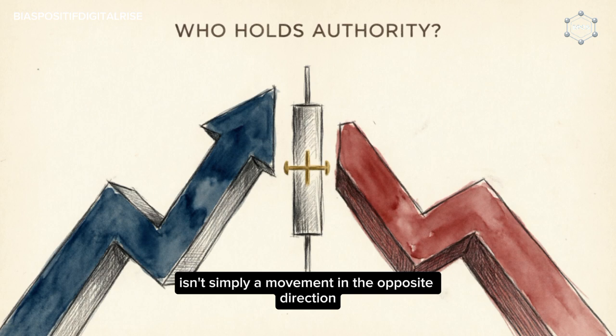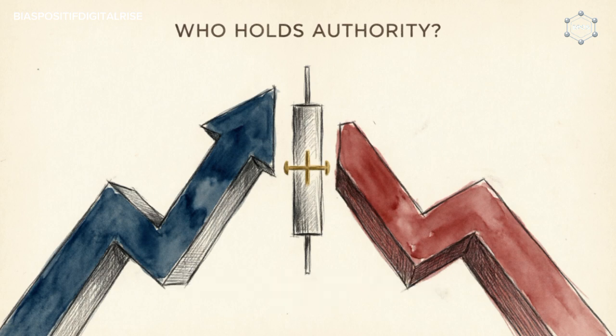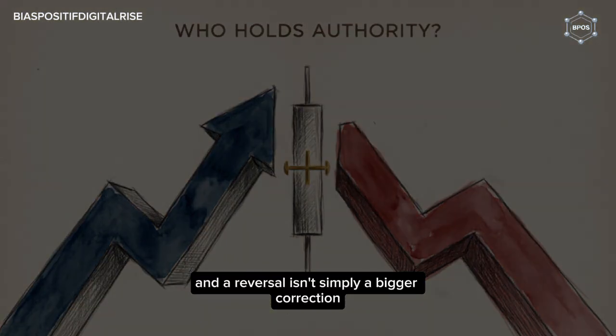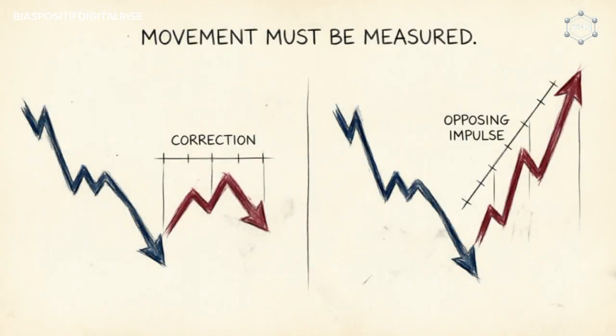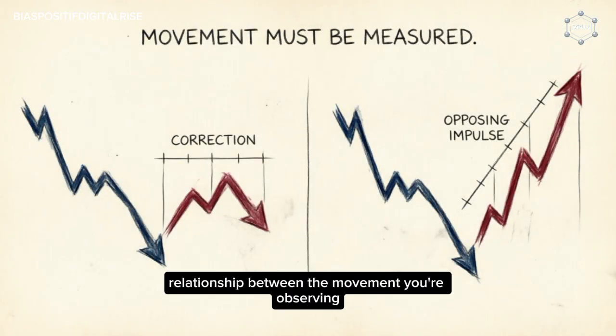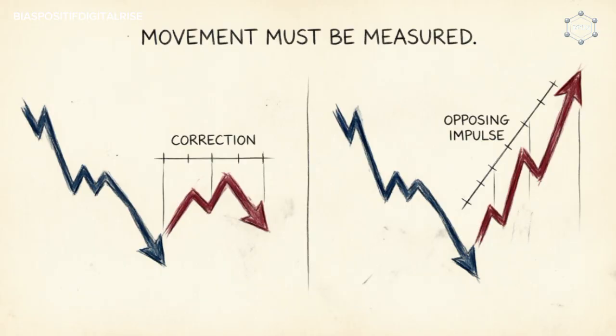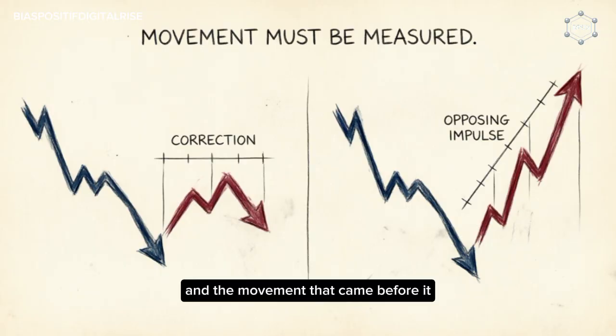Because a correction isn't simply a movement in the opposite direction, and a reversal isn't simply a bigger correction. There has to be evidence. There has to be structure. There has to be a measurable relationship between the movement you're observing and the movement that came before it.